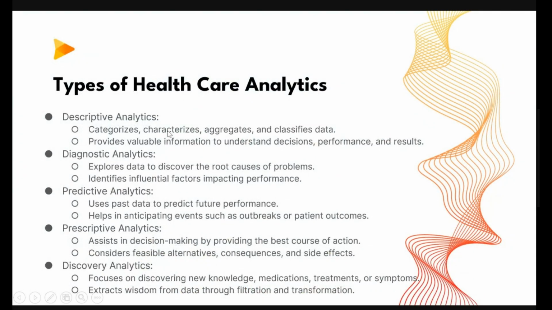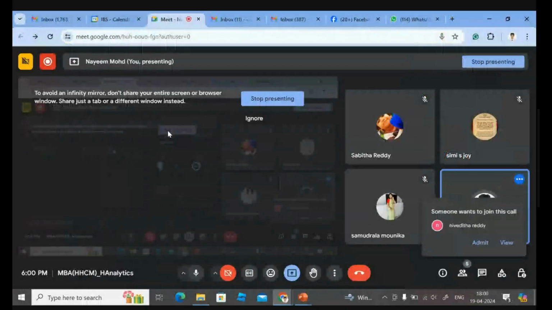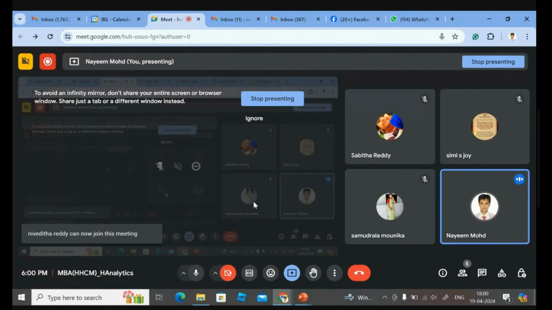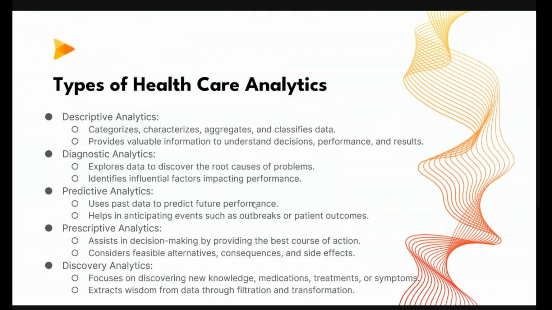Okay, and then you have prescriptive. Prescriptive is about decision making. What is the decision making capacity? By providing the best course of action. So what medicine is suitable for the patient based on the risk factors of the patient?